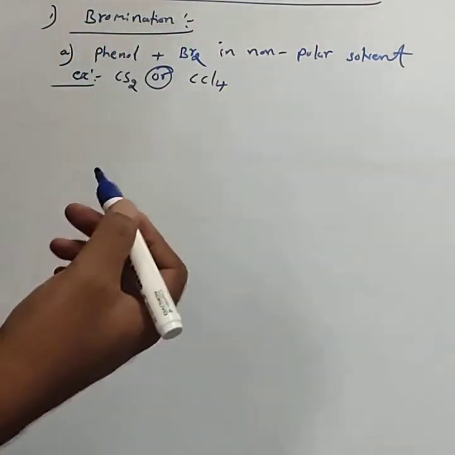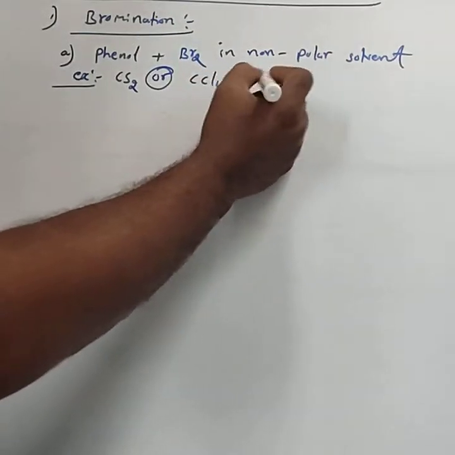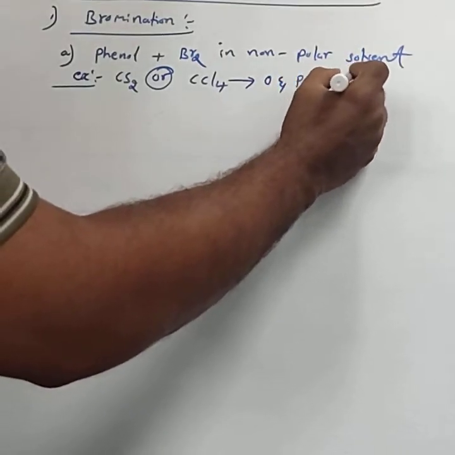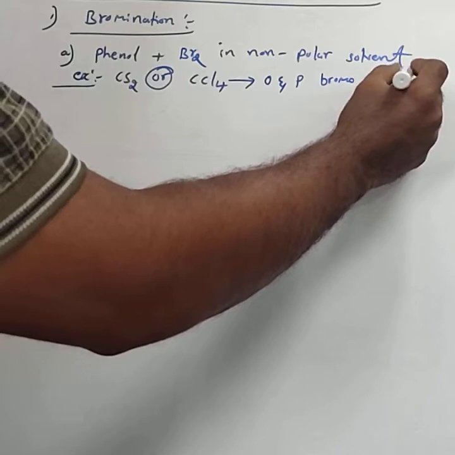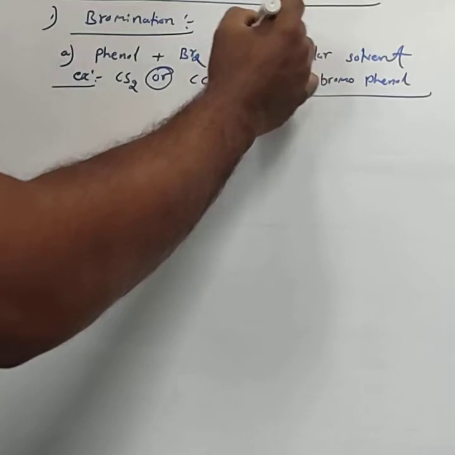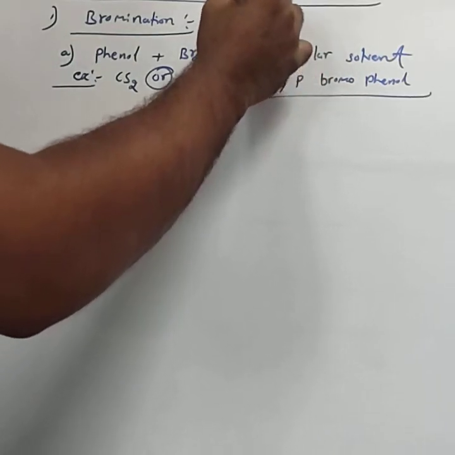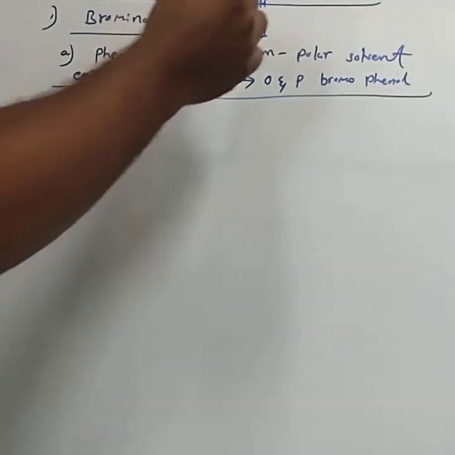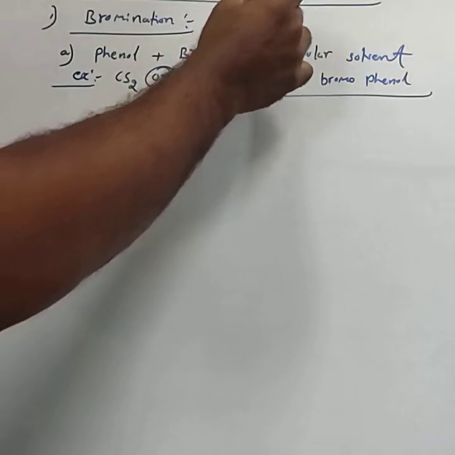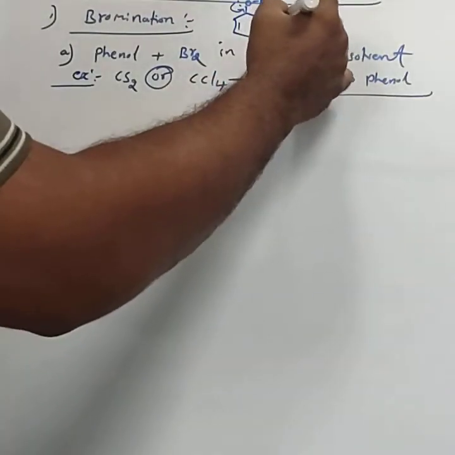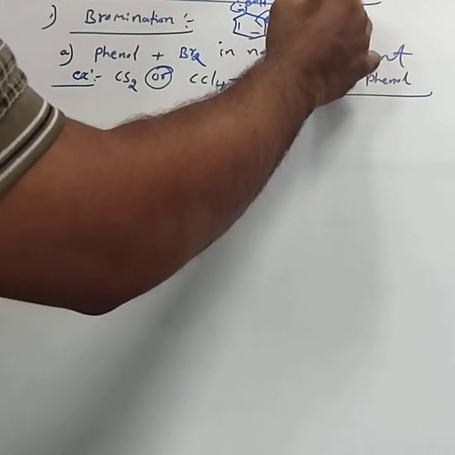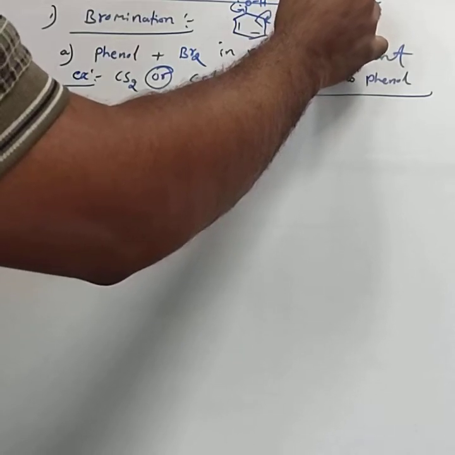When phenol is treated with bromine in a non-polar solvent, we get ortho and para bromophenol, two products. In phenol, the lone pair electrons on the OH group, if they interact with the pi electrons, increase the electron density at the ortho and para positions.